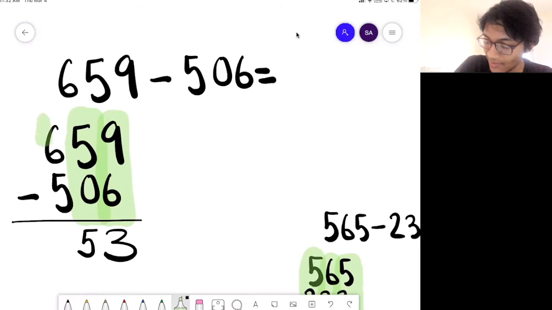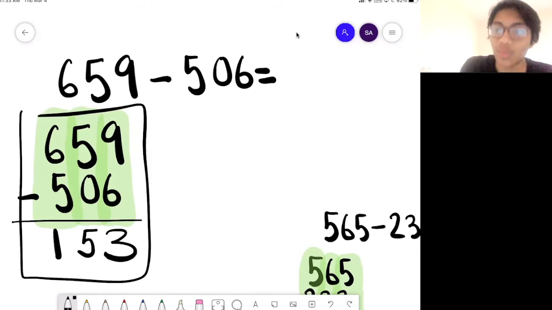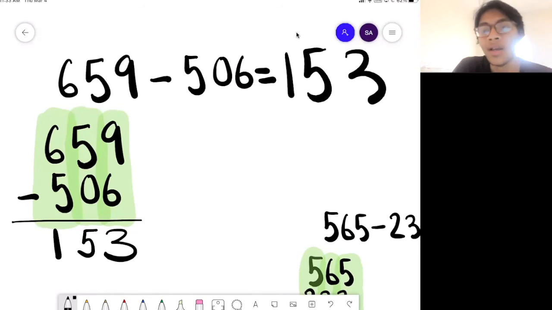Okay, next column, 6 minus 5. What is 6 minus 5? Well, you have 6 in your head, put up 5 fingers, 6, 5, 4, 3, 2, 1. 6 minus 5 is 1. So 659 minus 506 is 153, right? I'm going to write it here, 153. Isn't that nice? Let's do some more.